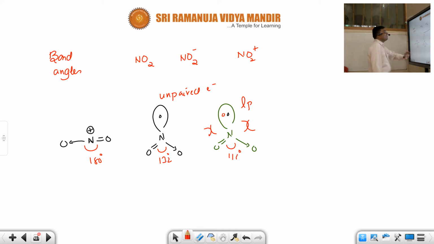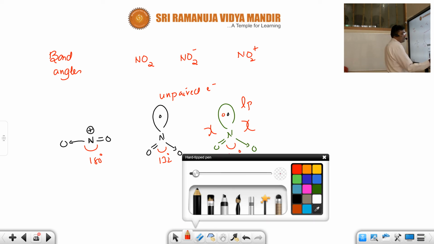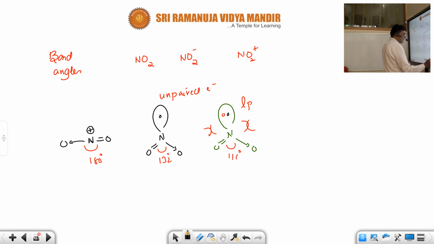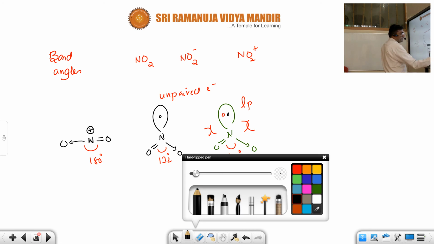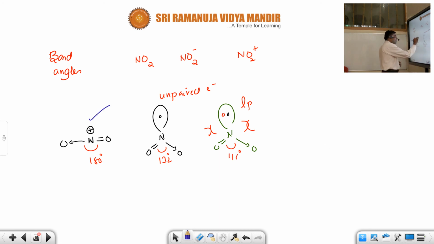So very systematically, logically, with proper understanding, you should arrive at the structures. You know very well, in NO2 plus what happened? The unpaired electron is lost. This is a linear structure, so you get the first and highest bond angle. And in NO2, one unpaired electron is there. That is the second one.